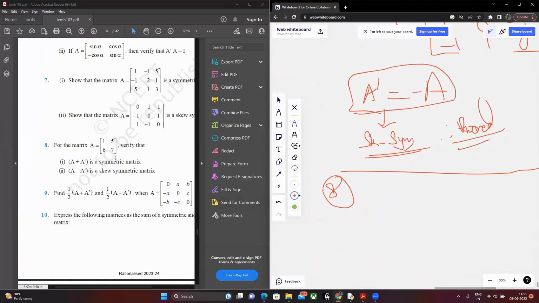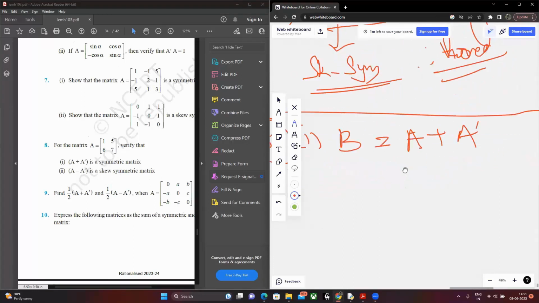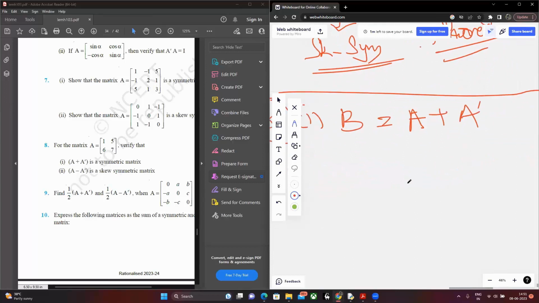Similarly, we have question number 8. For the matrix 1, 5, 6, 7, verify that A plus A dash is a symmetric matrix, and A minus A dash is a skew symmetric matrix, right? So let me write B is equal to A plus A dash. Now, firstly, to figure out what is A dash, it's going to be 1, 6, 5, 7, right? Because A is 1, 5, 6, 7.